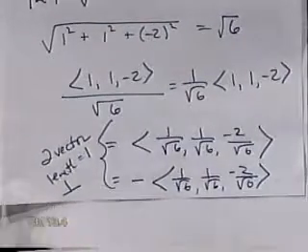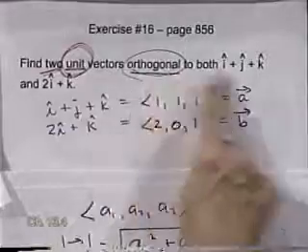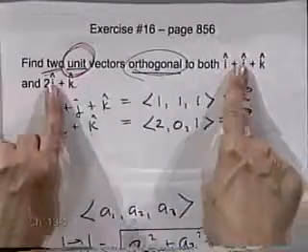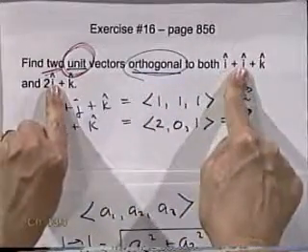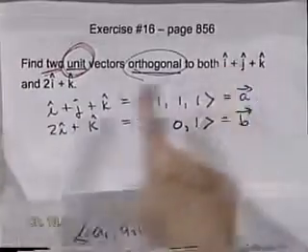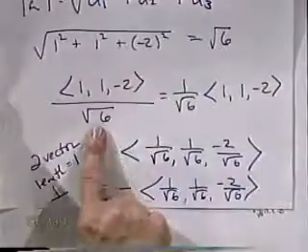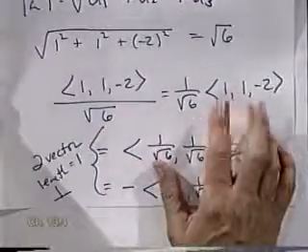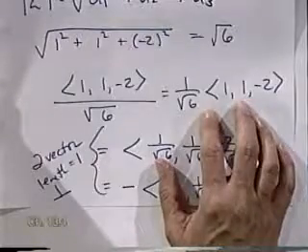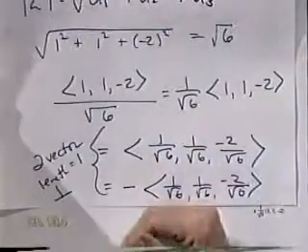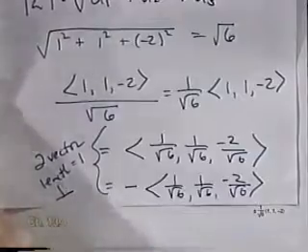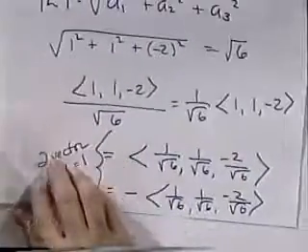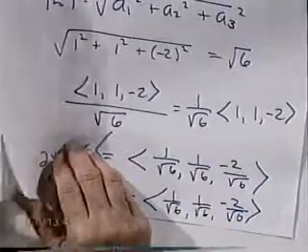So what did we do? Let's go back and look at what the directions said. To find 2 unit vectors perpendicular to both of these, we took their cross product. That gave us a vector perpendicular. But then we divided it by its length. And by dividing it by its length, that gives me a vector in the same direction, but of length 1. And if you multiply it by a minus, you'll have it pointing in the opposite direction. It still will be perpendicular to both of those vectors, and it will be of length 1.